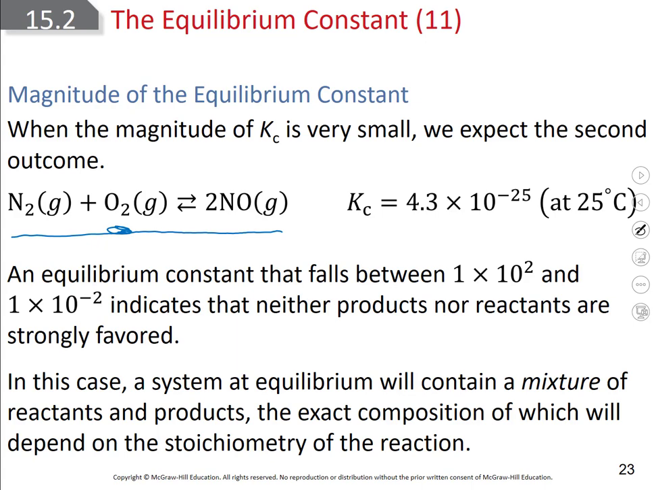Luckily, the Kc for that is very small, 10 to the negative 25th, which means that at equilibrium, it's still mostly reactants. Good news for us because we kind of need this reactant right here to live.